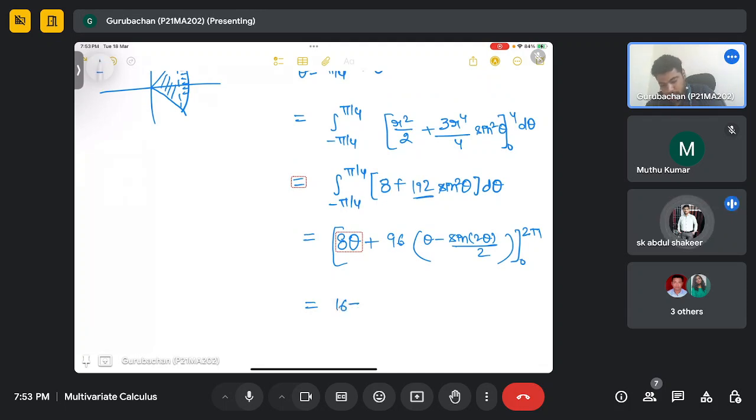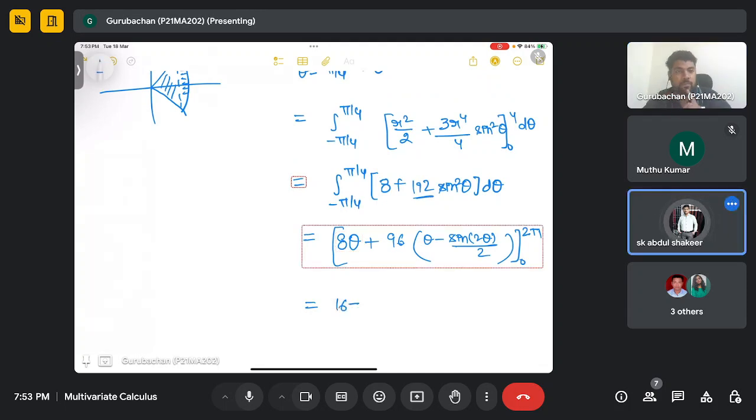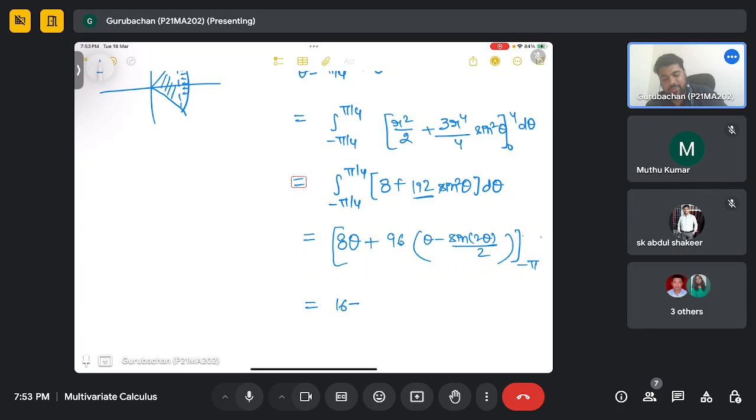Sir, the limits are negative pi by 4 to positive pi by 4. Sorry. Yeah, go ahead. I just made a mistake now. Good observation. So this will be 8 pi by 2 plus 96 pi by 2 minus 1 by 2.